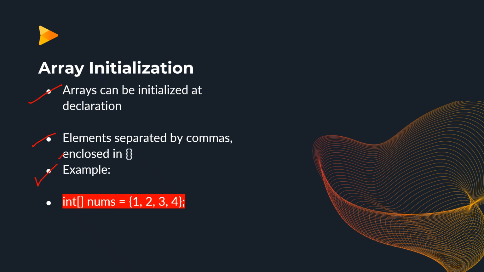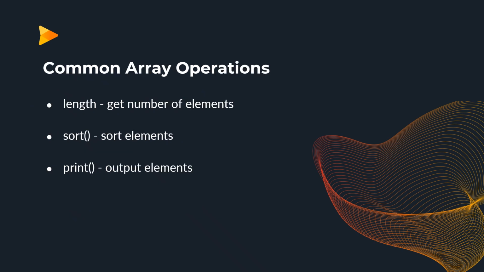So we have already seen this. We can use this syntax, int square bracket, then nums equal to, and in curly braces we can enter the elements. So this is the array initialization. And now we can perform different types of operations on arrays. These are the inbuilt functions we can use to perform operations.